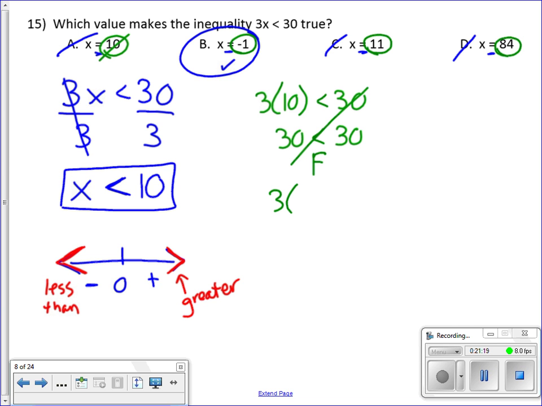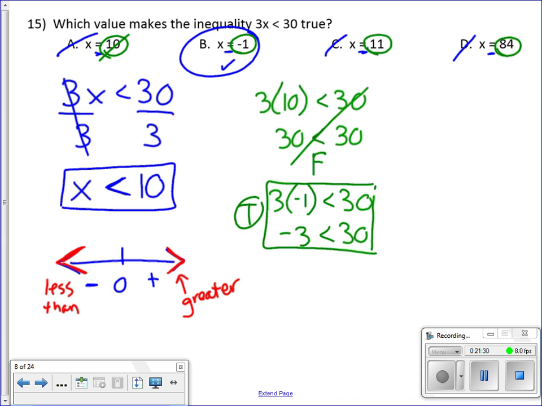3x, so again, 3 times -1 is less than 30. That means -3 is less than 30. Is that a true statement? Yes, it is. This answer here is true, and we like this answer again. We can check it off again. We can continue for the other two, but for the sake of time, I'm not going to do that right now. But that's another way you could solve this problem. So think about doing it more than one way.